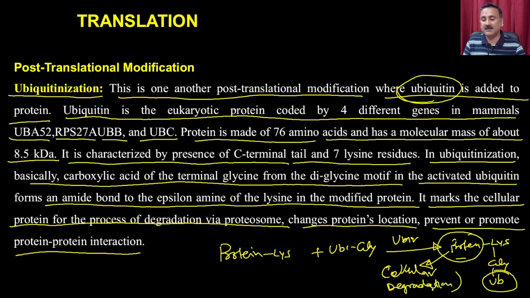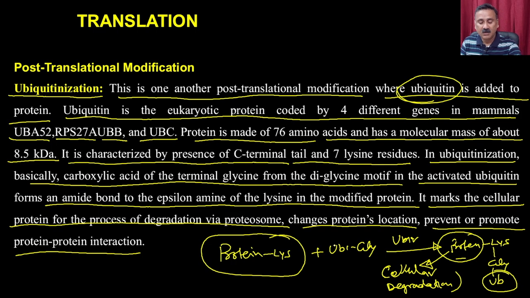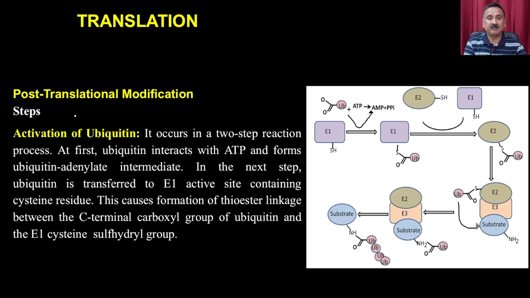Now, how does it happen that you ubiquitinylate this protein and not any other protein? There is a complete set of reactions that happens when you do ubiquitination of a particular protein, and there are checks and balances which allow the identification of that particular protein, and only then is it going to be ubiquitinylated. So, it happens in multiple steps.